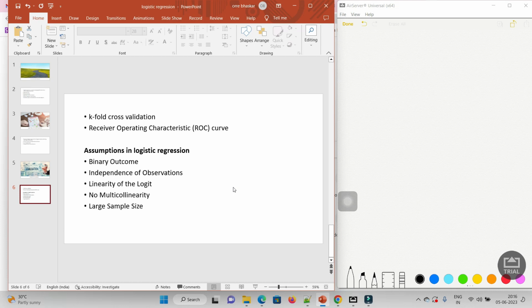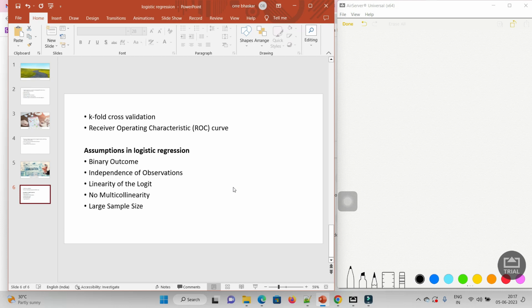or 1 minus specificity. So what is true positive? These are the instances where our model correctly predicts the positive class. So in our example, what will it be? The number of instances which the model correctly identifies as spam emails. That's our true positive.